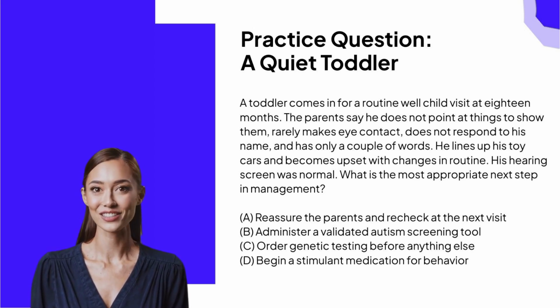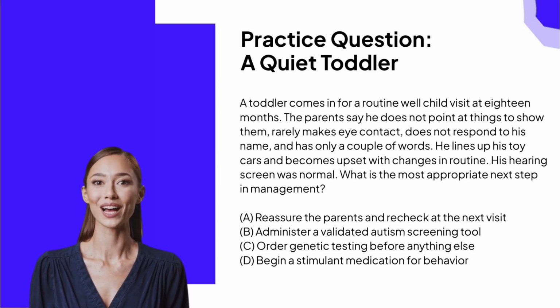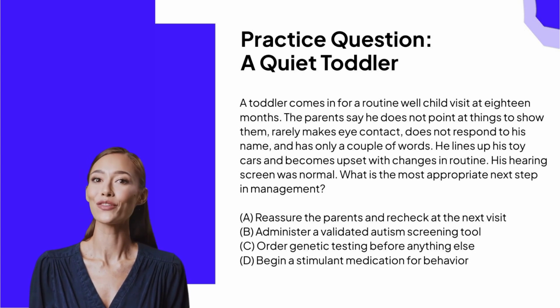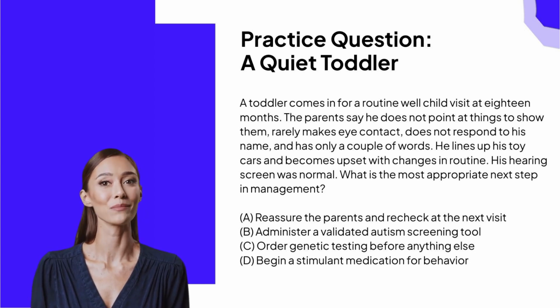The parents say he does not point at things to show them, rarely makes eye contact, does not respond to his name, and has only a couple of words. He lines up his toy cars and becomes upset with changes in routine. His hearing screen was normal. The question asks for the most appropriate next step.